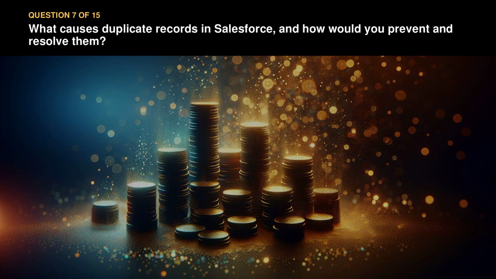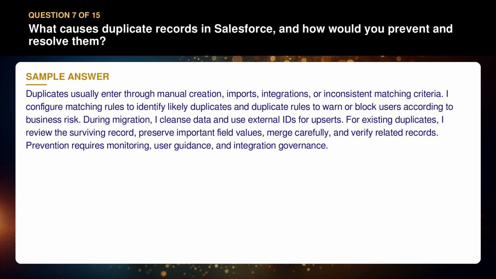Question 7. What causes duplicate records in Salesforce, and how would you prevent and resolve them? Duplicates usually enter through manual creation, imports, integrations, or inconsistent matching criteria. I configure matching rules to identify likely duplicates and duplicate rules to warn or block users according to business risk. During migration, I cleanse data and use external IDs for upserts. For existing duplicates, I review the surviving record, preserve important field values, merge carefully, and verify related records. Prevention requires monitoring, user guidance, and integration governance.